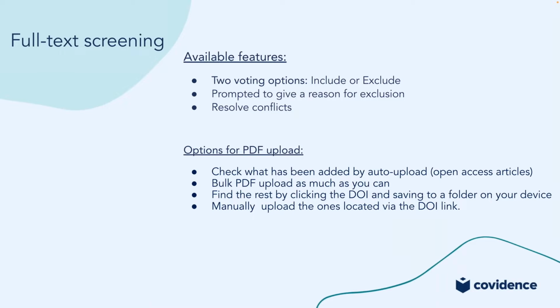Then I'm also going to show you full text screening. And for full text screening, we'll also look at voting, resolving conflicts, providing reasons for exclusion, and I'll briefly go through options for uploading PDFs. But the actual full text PDF upload, we do have a step-by-step webinar for that. So I'll briefly show you that, but won't go into too much detail.